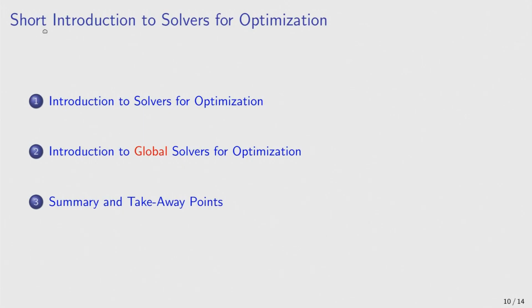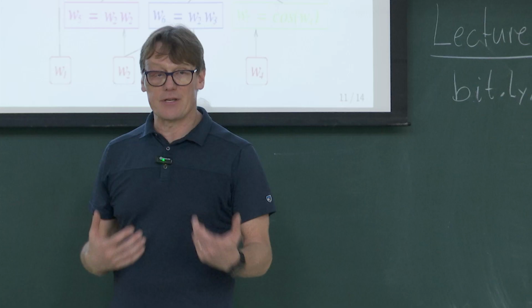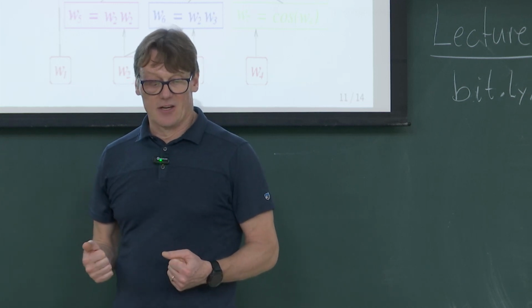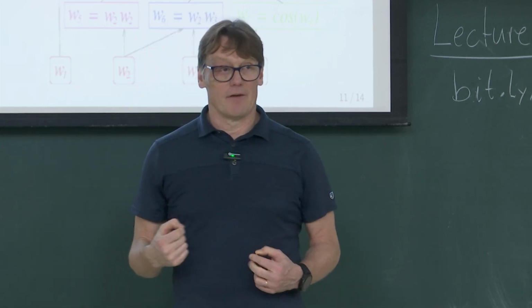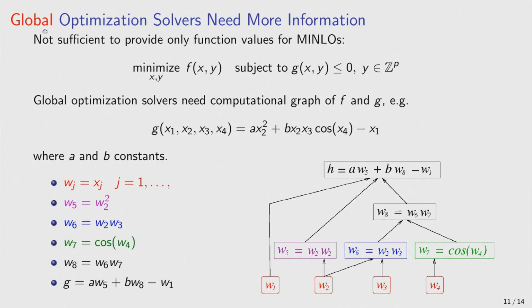So I'll talk a little bit now about global optimization solvers, because you need more information here. In this case, it's not sufficient if you write a global optimization solver, you really need to know more about your problem. You need to know about the functional form that's presented to you. And so the global optimization solvers need information such as the computational graph.